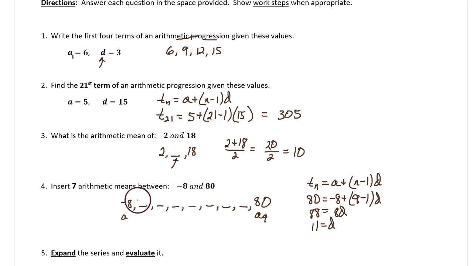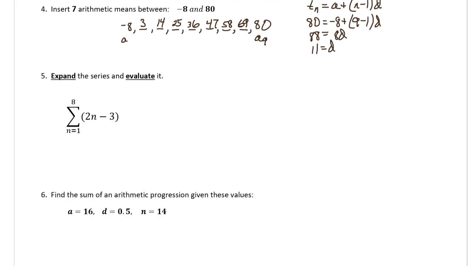Now start adding 11 from term to term. -8 add 11 is 3. 3 add 11 is 14. Then 25, 36, 47, 58, and 69. 69 add 11 is 80.